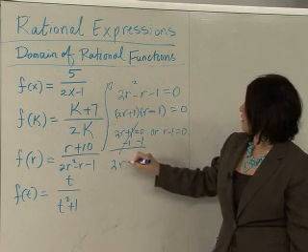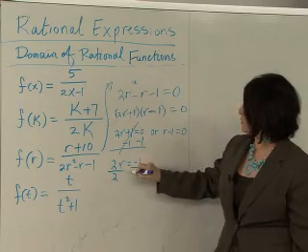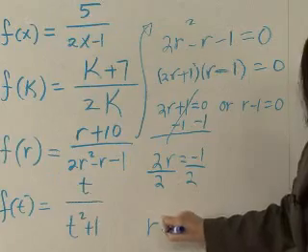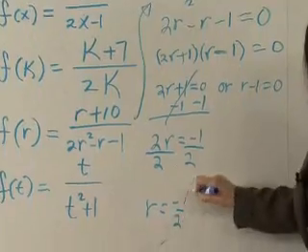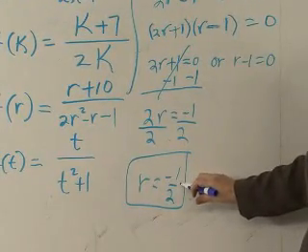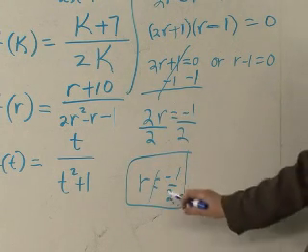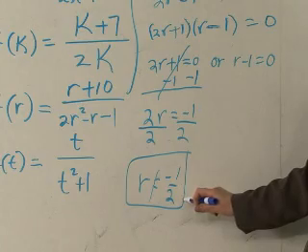So solve each resulting equation. Subtract 1 from both sides, so you get 2r equals negative 1. Divide both sides by 2. Then r equals negative 1/2. And that means if r is negative 1/2, the denominator will be 0. So actually, r equals negative 1/2 is a restriction.